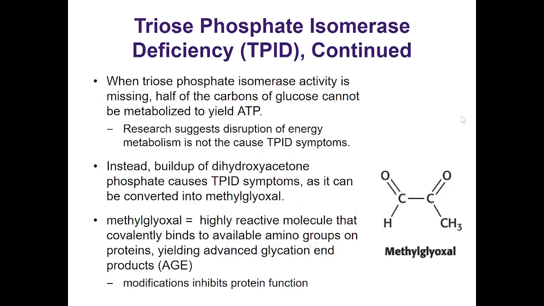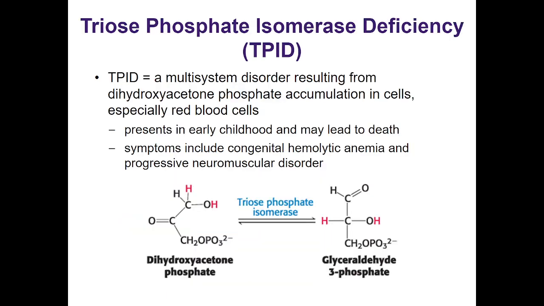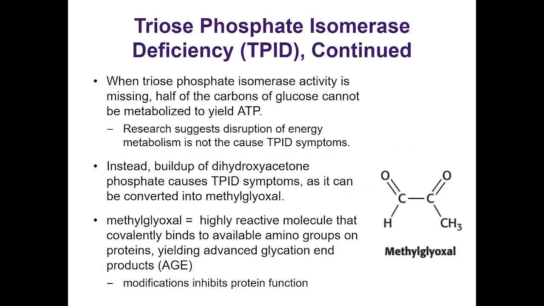So when your triose phosphate isomerase activity is missing, half of your carbons for your glucose cannot be metabolized to yield the ATP. So you miss out on half the energy. Research actually suggests that the disruption of your energy metabolism is not the cause of TPID symptoms. If that was the only problem, you'd just have to eat more, right? Get more glucose, no problem, right? But it's not the major cause of your symptoms for TPID.